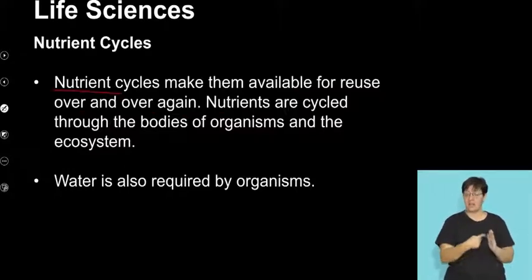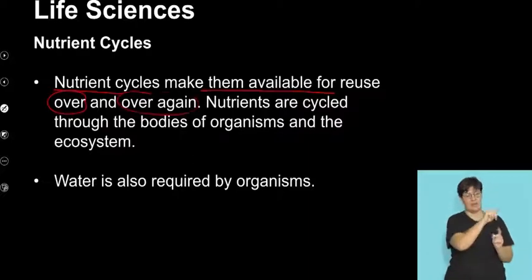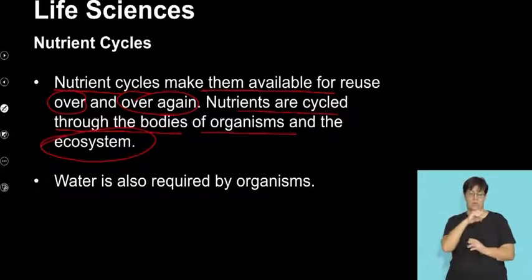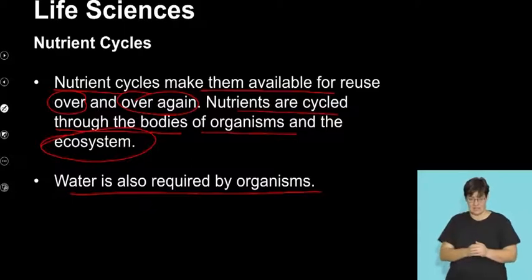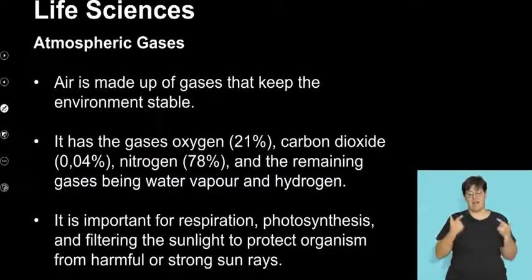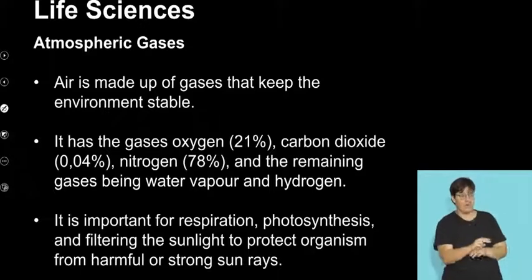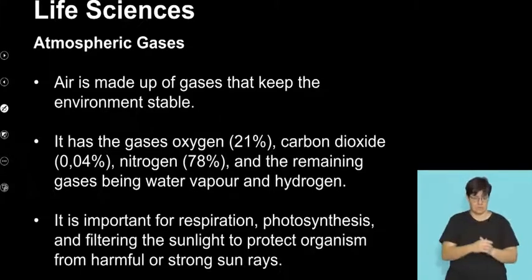The nutrient cycle makes them available for reuse over and over again. Nutrients are cycled through the bodies of organisms and the ecosystem. Water is also required by organisms, and this is an important component of life. It's important that before we look at the oxygen cycle, we unpack what the atmosphere is made up of.